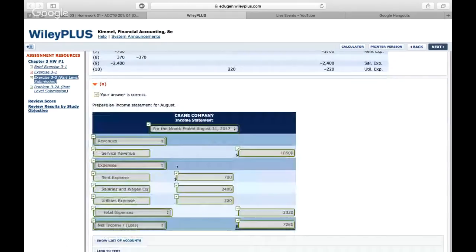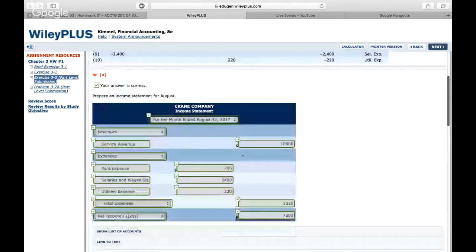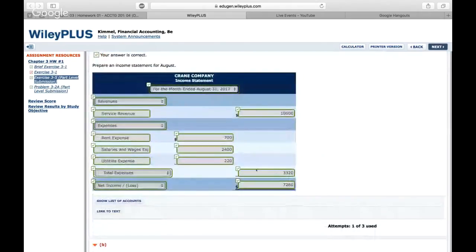And so then I knew that expenses were next, and I found the rent expense, the salaries and wages expense, and the utilities expense all right here. So here's the rent expense, it's 700 in expenses. Got to remember that little negative sign right there. It's pretty important for future homework too. And the salary expenses, same thing, and the utility expenses, same thing. And so then we just total them all up, these three numbers right here, and it's 3,320. You have your net income, and then you just take your revenues and your expenses, and that equals 7,280.